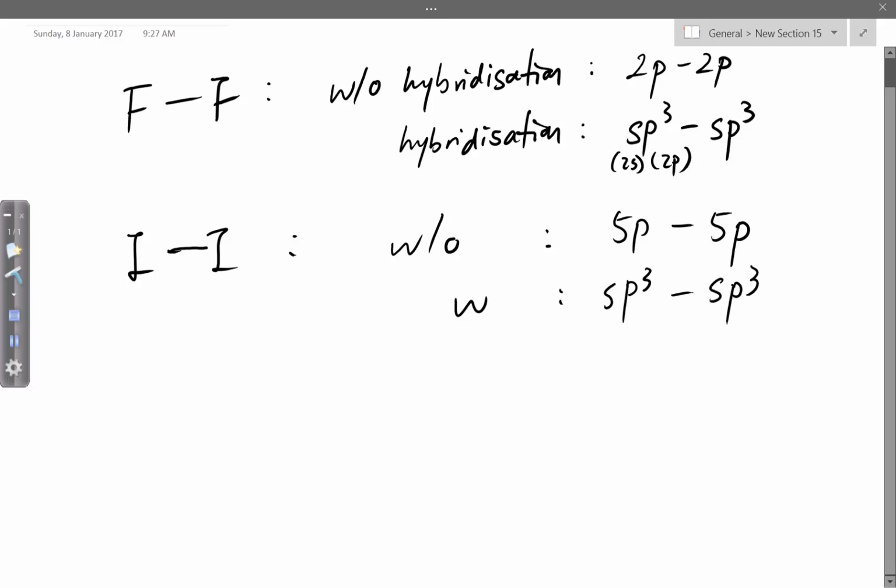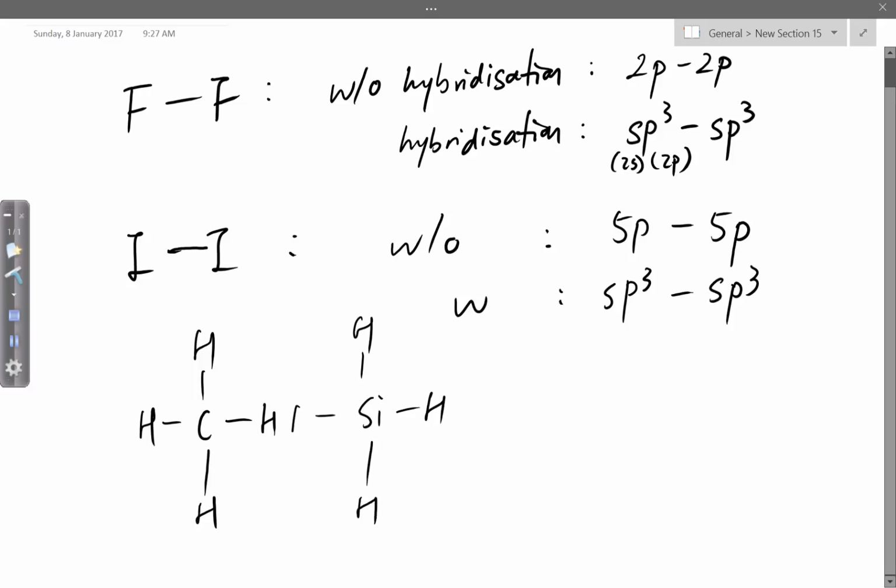Now, a very simple example. If I have methane, it is sp3 hybridized, correct? Even if I change carbon to silicon, with the rest the same, it is still sp3 hybridized. So the same concept. Since both are sp3, how are they different? For iodine, it involves what s and what p? 5s, 5p, correct.